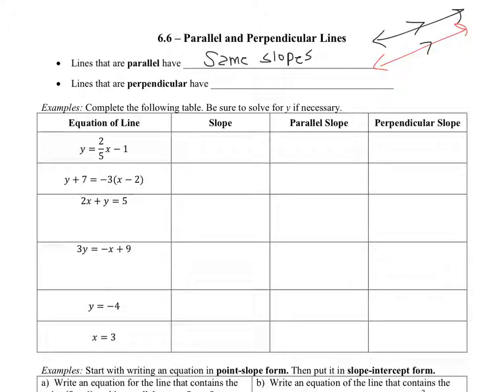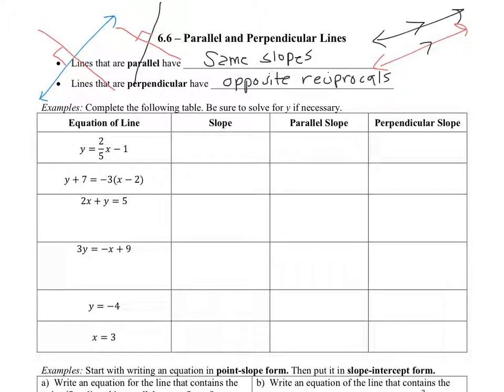Lines that are perpendicular have opposite reciprocals for their slopes. So a pair of perpendicular lines looks like this. If one's positive and somewhat steep, the other one's negative and not steep at all. Here's another example. Really positive and steep, negative and not steep at all.